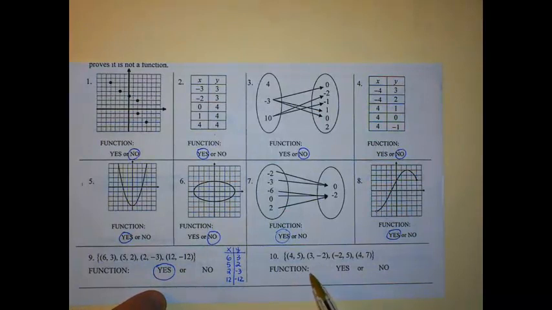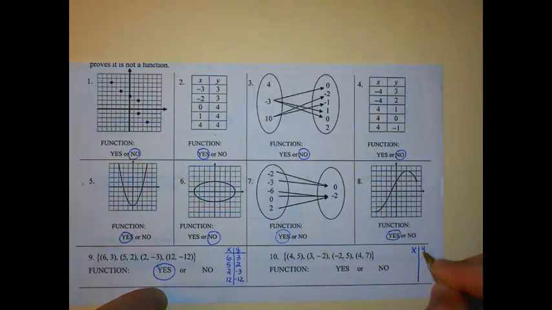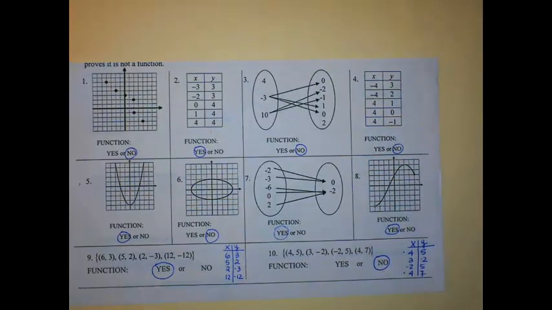The next one, let's make a table again. I have 4, 5, 3, negative 2, negative 2, 5, and 4, 7. And if you notice, the 4 repeats over here and here, so then this is not a function.